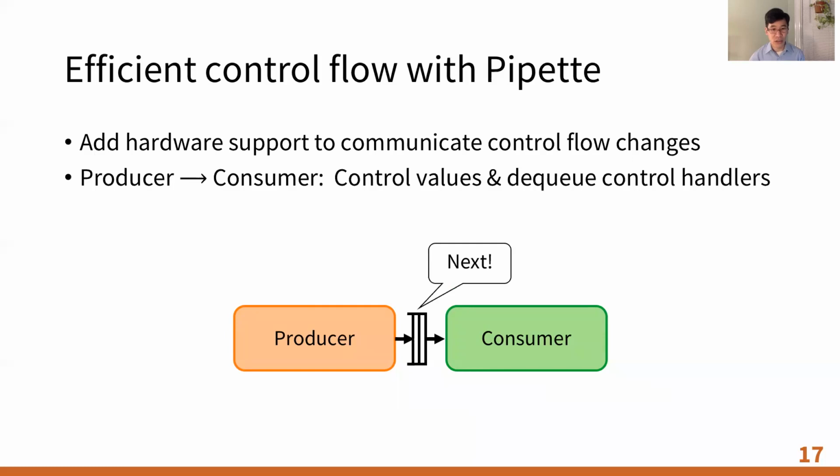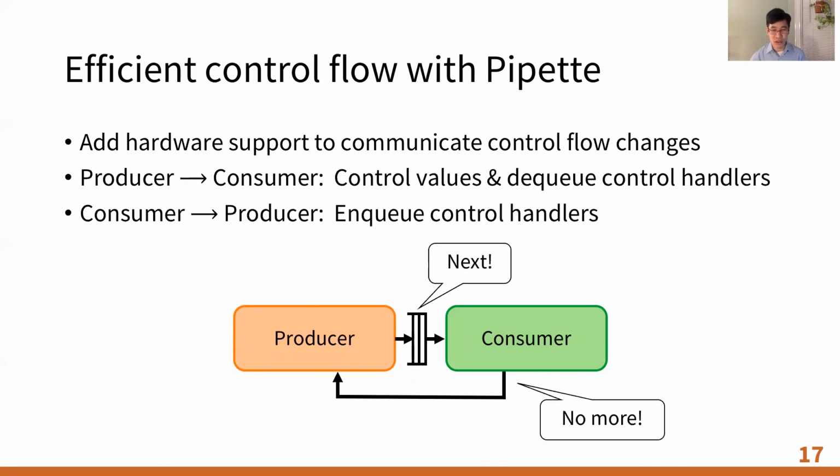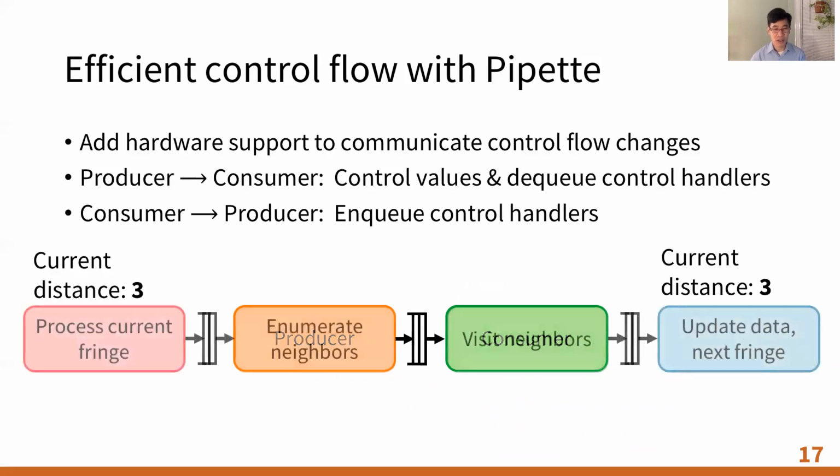So we use control values, which is indicated by the control value bit in the QRM, combined with a DQ control handler. When a consumer tries to DQ a value with the control bit set, it instead jumps to a DQ control handler, similar to an exception handler, to change control flow. We may also have the reverse case, in which the consumer wants to tell the producer that it is no longer producing useful data. In this case, we have an NQ control handler, so that whenever a producer tries to NQ a value to the consumer, it instead jumps to an NQ control handler and moves on to the next part of the input.